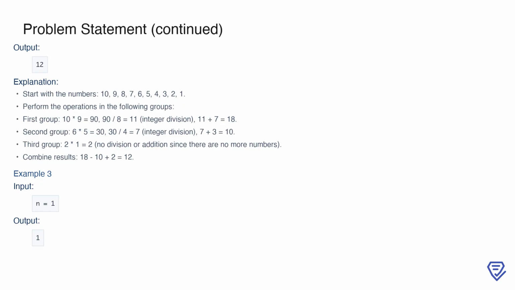In the second group, we handle the numbers 6, 5, 4, and 3. Multiplying 6 by 5 yields 30, dividing 30 by 4 gives 7, and adding 3 results in 10. Finally, the last group only includes the numbers 2 and 1. Here, we simply multiply 2 by 1 to get 2, as there are no more operations to perform. To combine these results, we sequentially subtract 10 from 18 and then add 2, which gives us a final output of 12. This shows how the clumsy factorial operates across multiple groups of numbers.